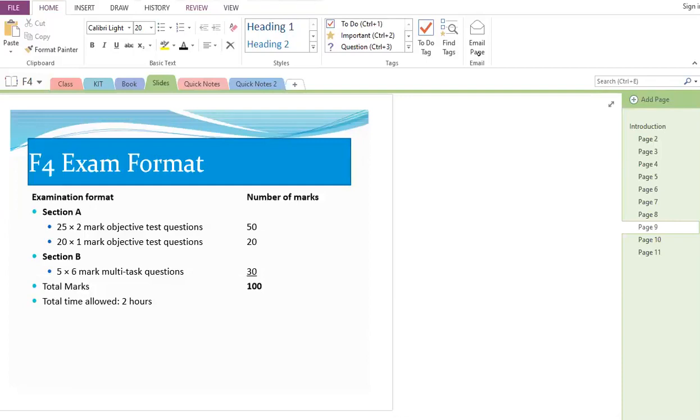So there are a total of 5 MTQs having 6 marks each, so in total they have 30 marks. So out of 100, 30 marks are awarded to Section B multitask questions and 70 marks are awarded to Section A objective test questions. So you have 2 hours to finish this paper.